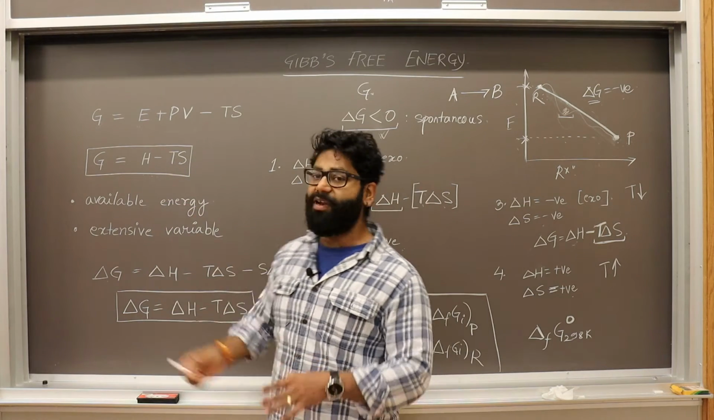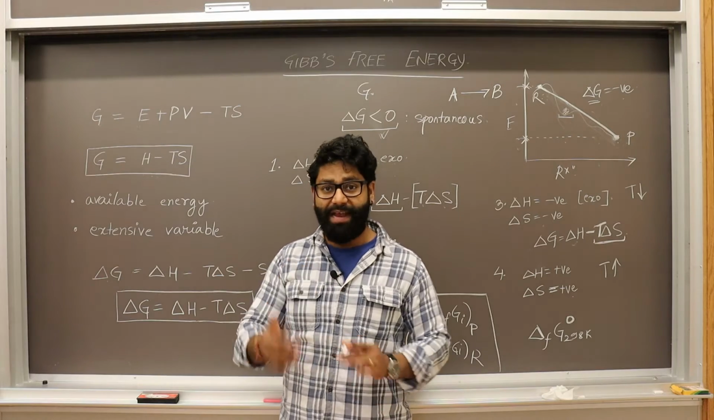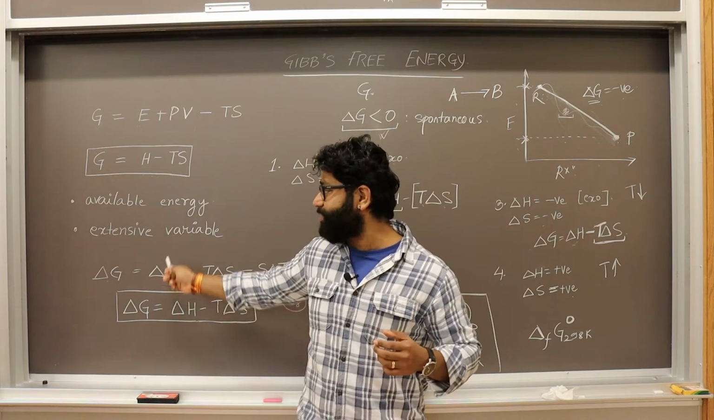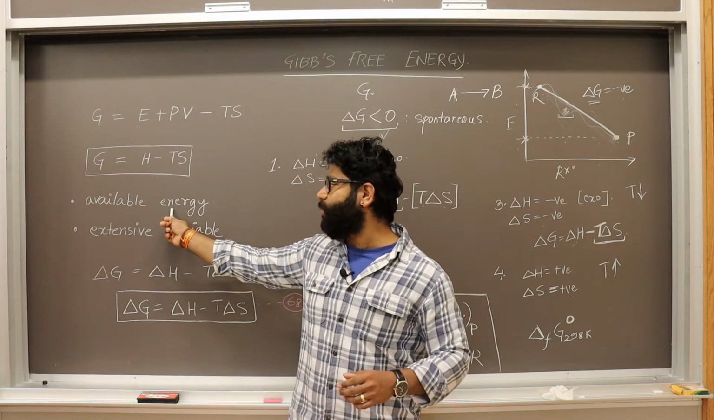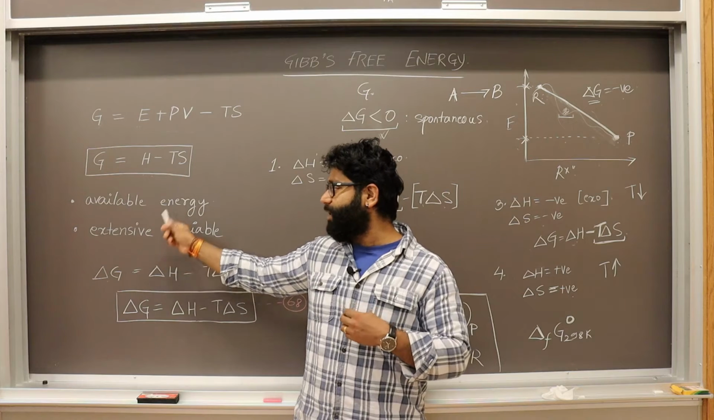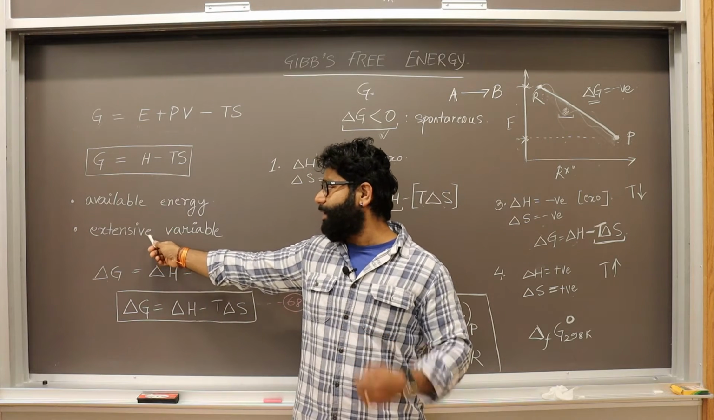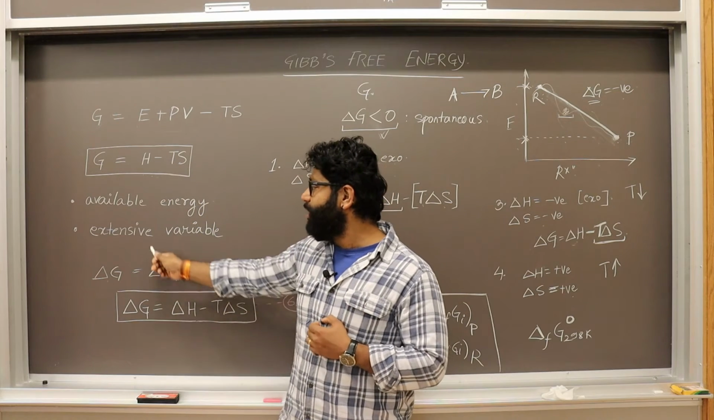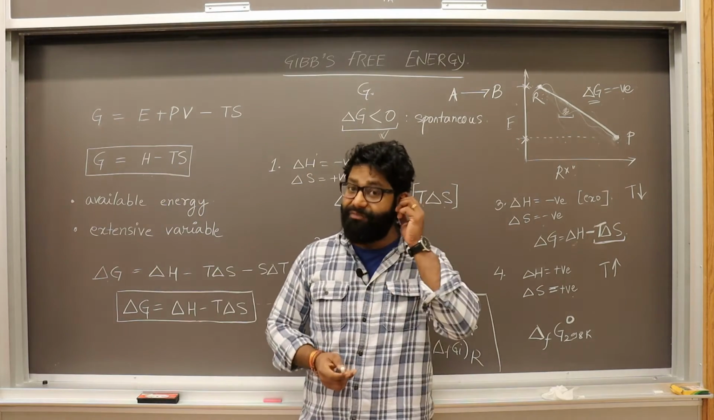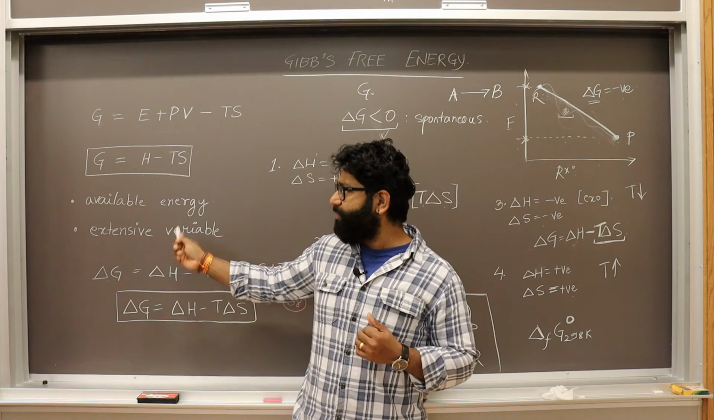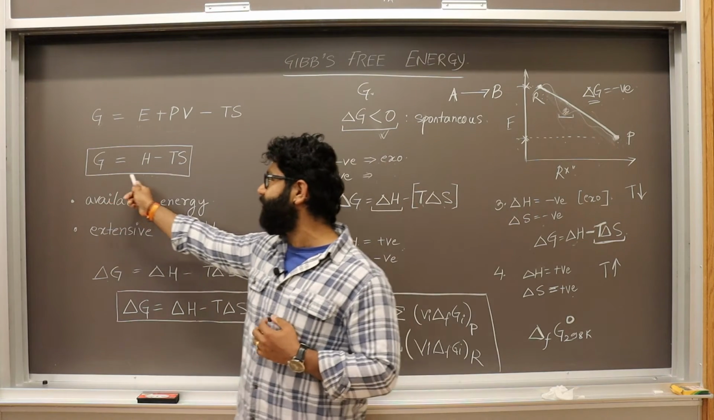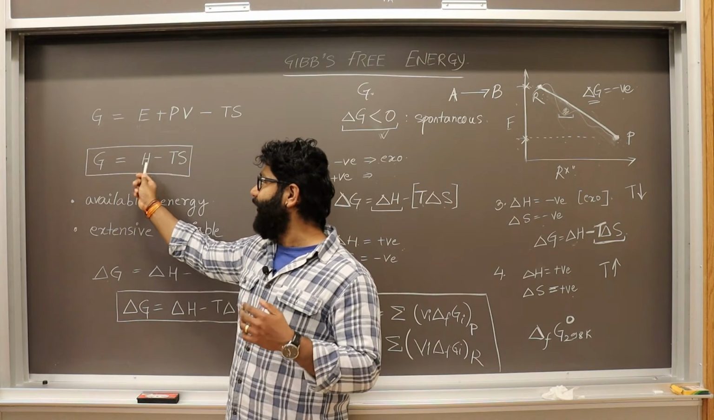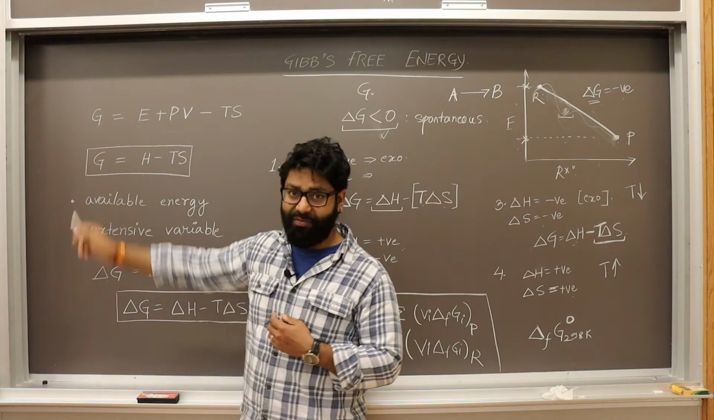Okay. Now Gibbs free energy is the amount of available energy in a process. Gibbs free energy is also an extensive variable. We'll discuss what this available energy means in a while, but for now, let's understand what the different characteristics of the Gibbs free energy are. So Gibbs free energy is an extensive variable, and this equation connects the enthalpy and entropy with the Gibbs free energy.